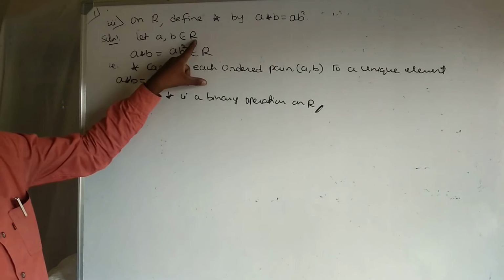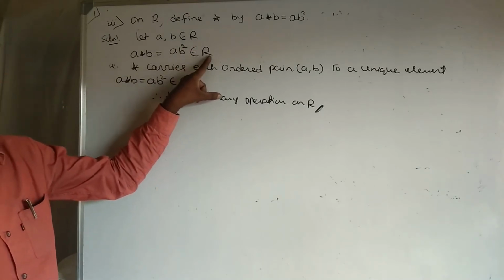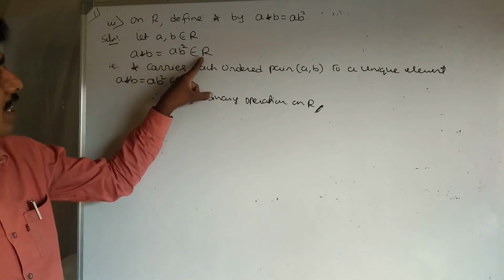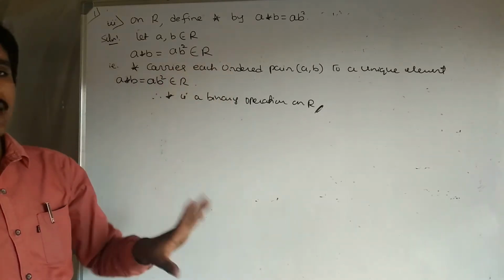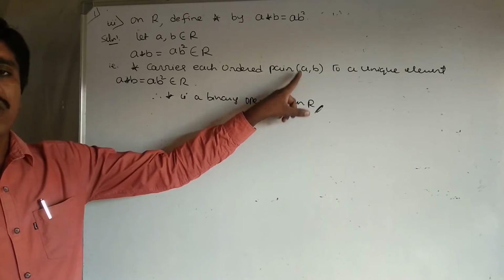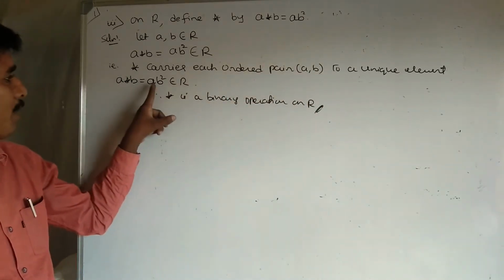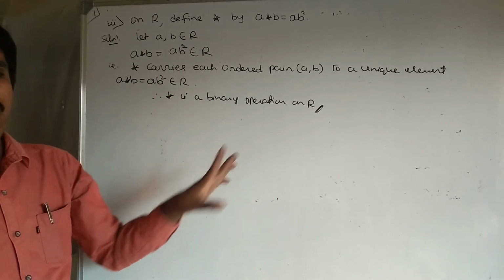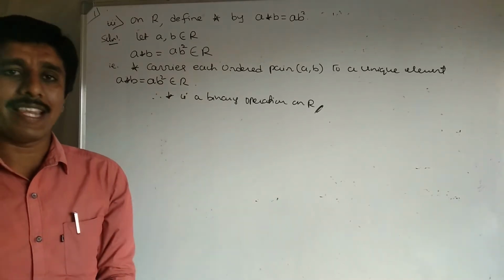Here a and b are real numbers, and a into b square is again a real number. This means a star b, star defined like this, a star b equal to ab square, belongs to the real numbers. Therefore star carries each ordered pair a, b to a unique element a star b equal to ab square in the same set. Therefore, star is a binary operation on the set of real numbers.